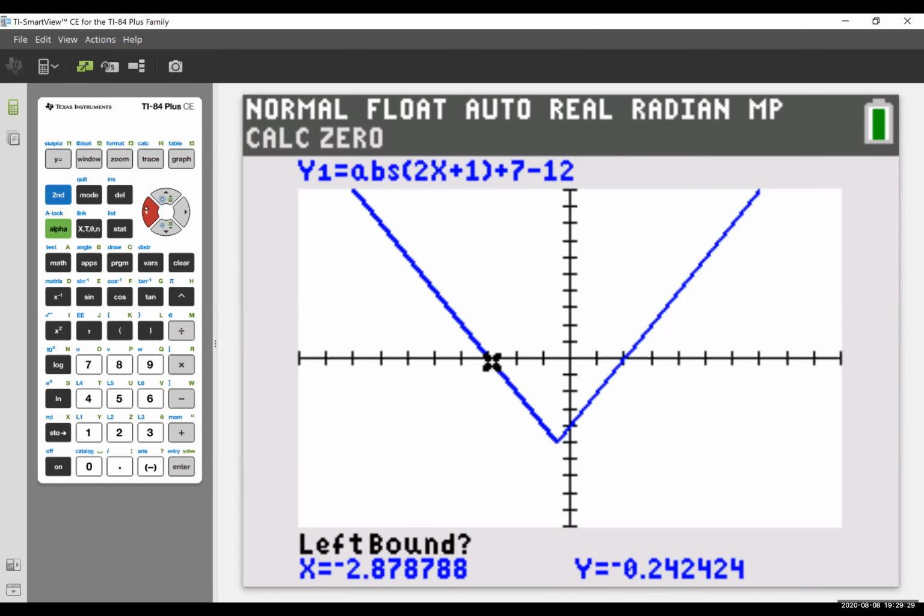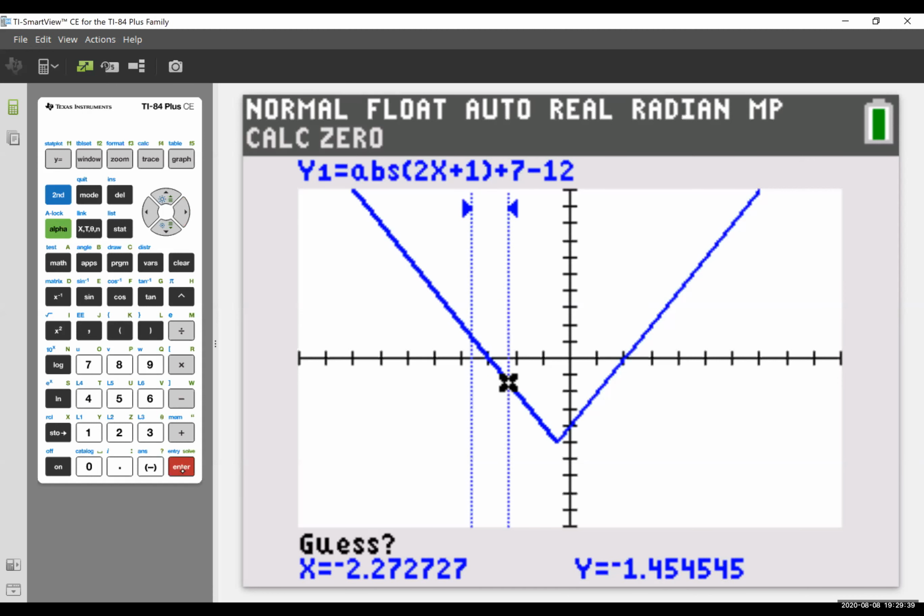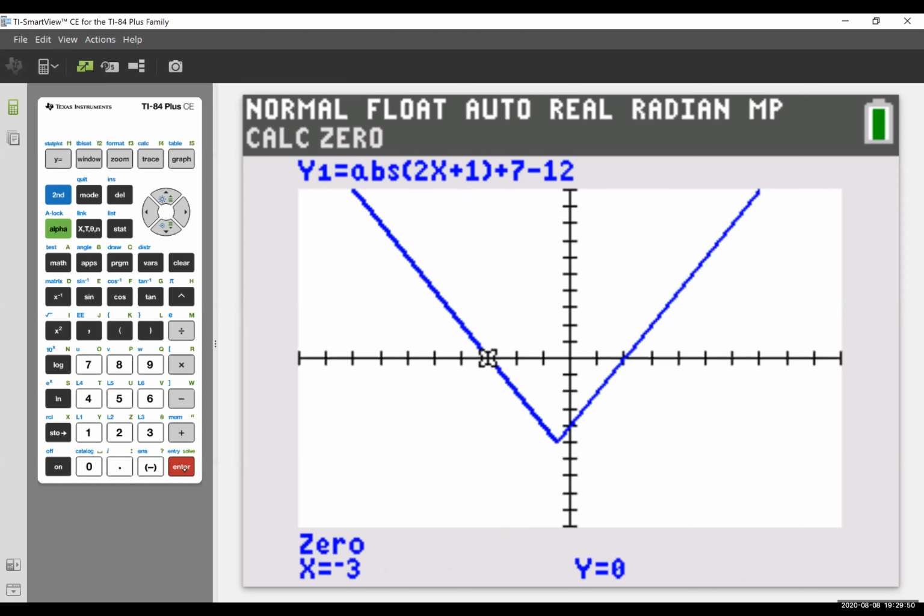And when you do left bound, a little bit higher than the x-axis, press enter. Right bound, move a little over to lower, press enter. So you're finding the bounds of that intercept. Make sure the two arrows are pointing at each other and your intercept, or your zero, is in the middle. Make a guess, press enter. And we do have our first zero, x equals -3.